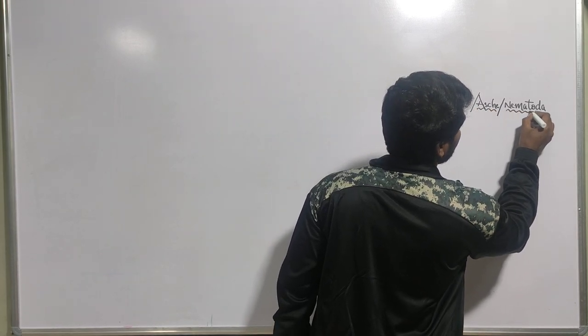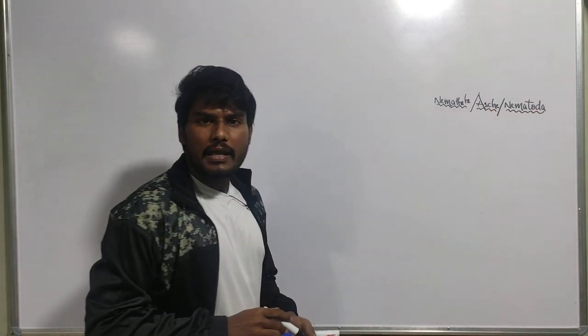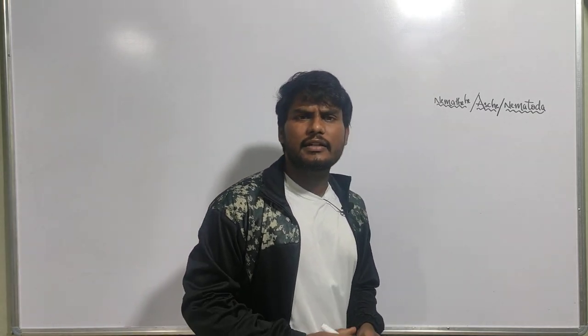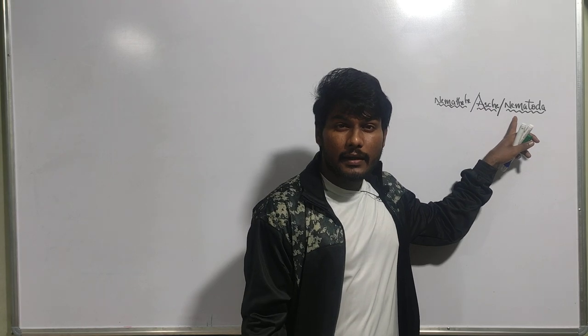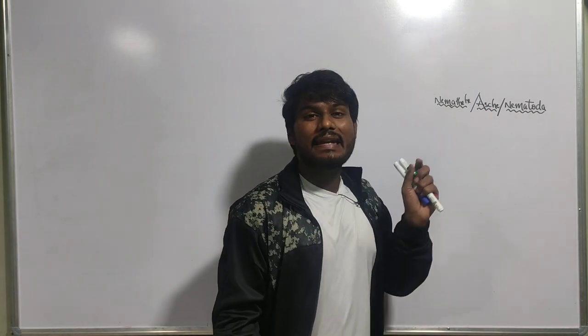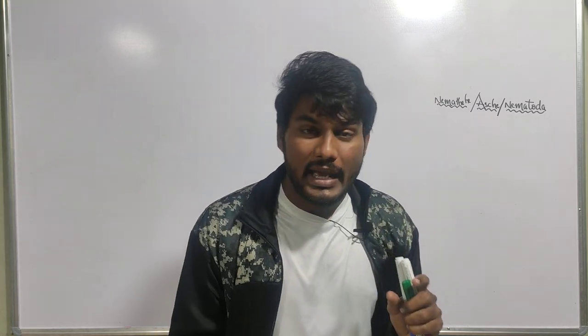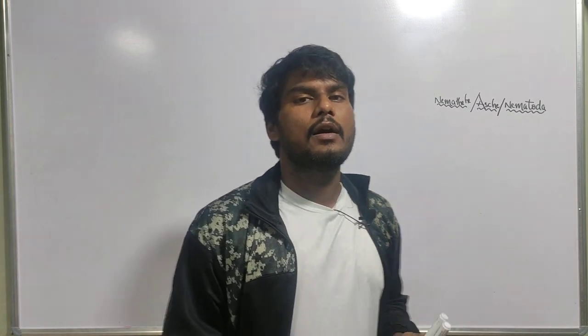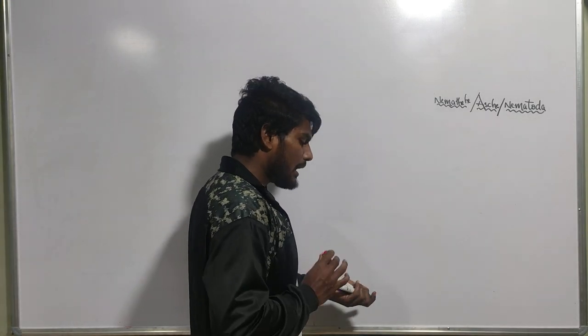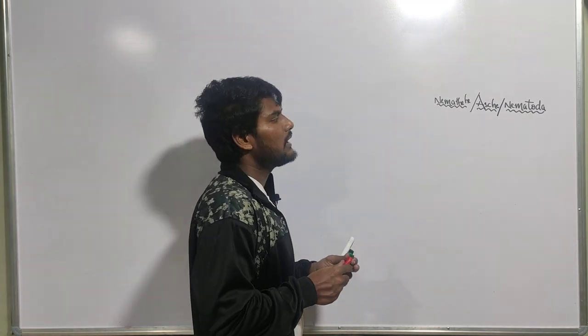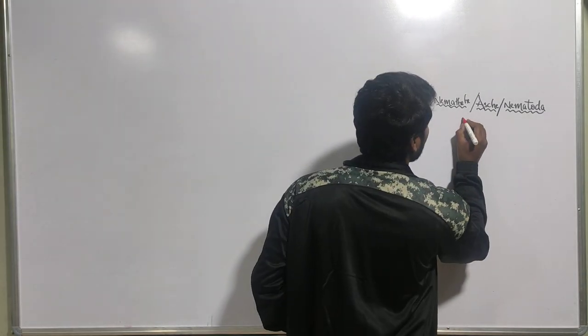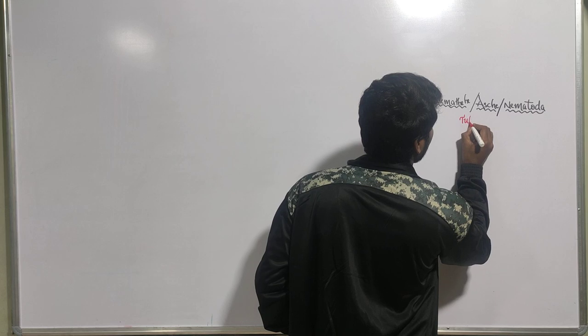The phylum has three names. Aschelminthes, only in the NCERT textbook they have given it as Aschelminthes. The other name is nematodes, and they are also called Nemathelminthes. And these organisms are the first organisms that we call tube within a tube organisms.